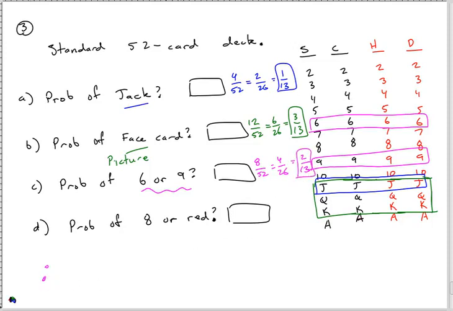Last one, running out of colors here. I don't really like that. Yeah, it's fine. Okay, it's cyan and a little bit bright. Here's a darker cyan. There you go. That'll work. Okay, so 8 or red. So 8 or red. 8s, but then reds. There's a lot of reds.